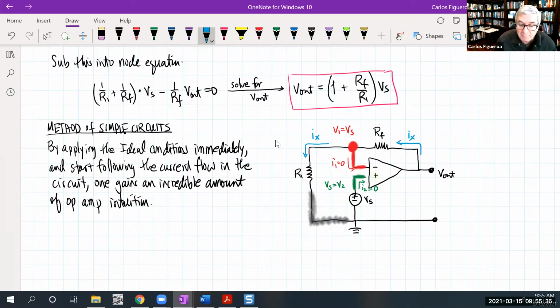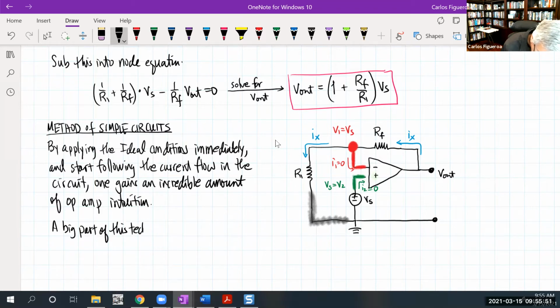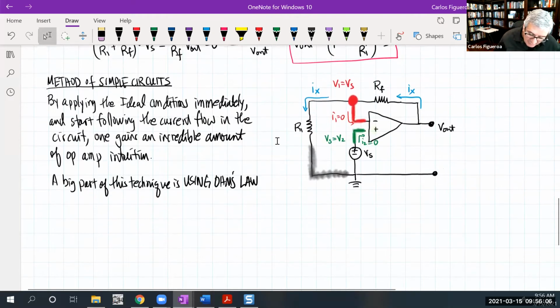So now I play the game of Ohm's law. So a big part of this technique is using Ohm's law. Okay, it's using Ohm's law. So what I'm going to do here is focus on R1. So I know both nodes across R1.